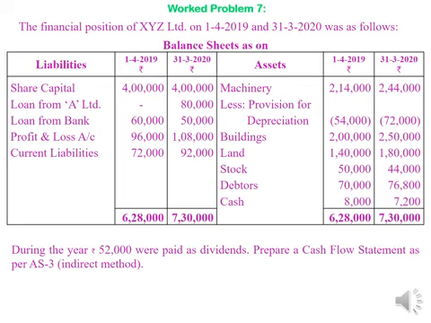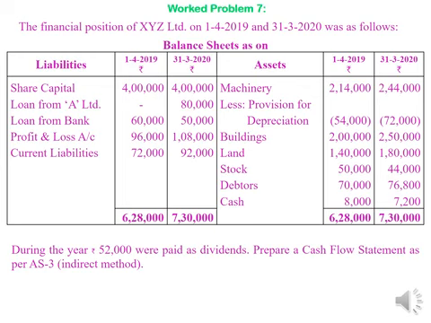Stock is decreasing from 50,000 to 44,000. Decrease in current assets increases cash, so it should be added while computing cash flow from operating activities. Debtors balance is increasing, 70,000 to 76,800. Increase in current assets decreases cash. Therefore, this item has to be deducted while computing cash flow from operating activities.